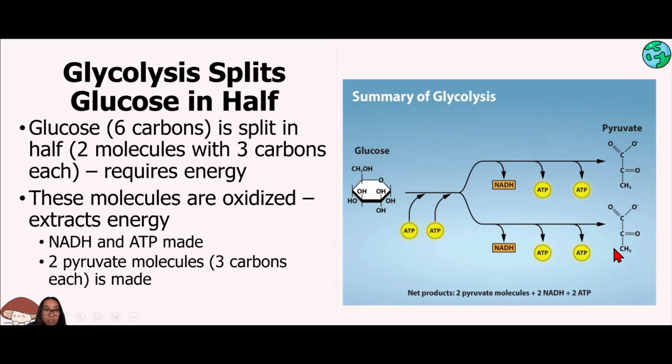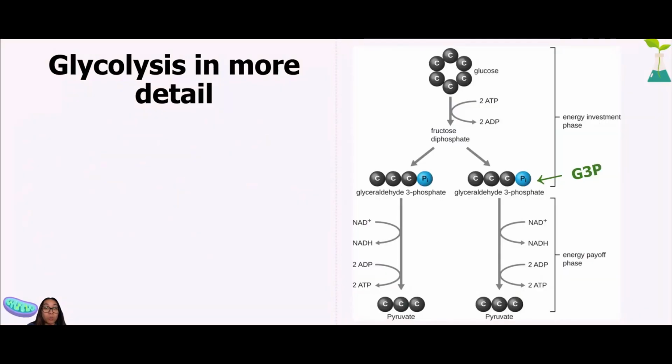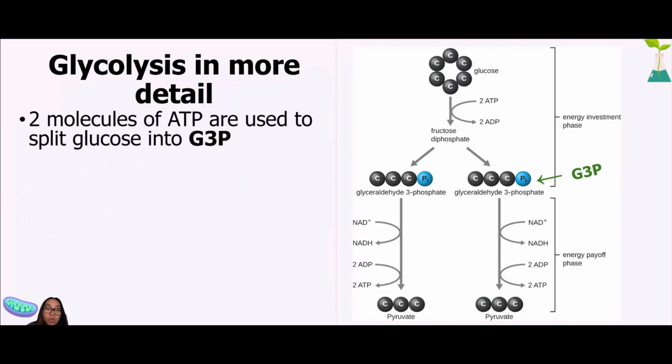And that is essentially what's happening in glycolysis. Let me go into a little bit more detail about what's happening. So again, we are starting off with glucose, and we are going to be using 2 molecules of ATP. So we're putting in energy to split that glucose in half, because splitting a molecule in half obviously is going to take some energy. And so when we split the glucose in half, it will become glyceraldehyde 3-phosphate, or G3P for short.